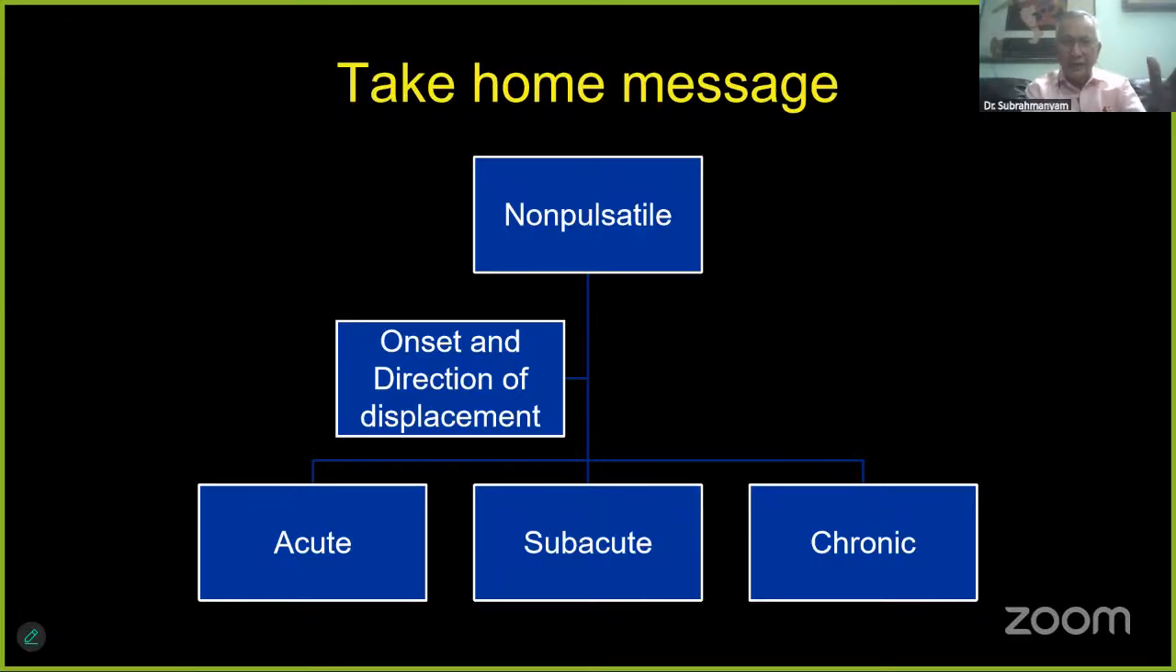Is it axial proptosis or eccentric? If it is eccentric, depending on which peripheral surgical space is involved, you know the probable causes, and you can come to a diagnosis depending on whether it's an acute pathology or a subacute or a chronic pathology.